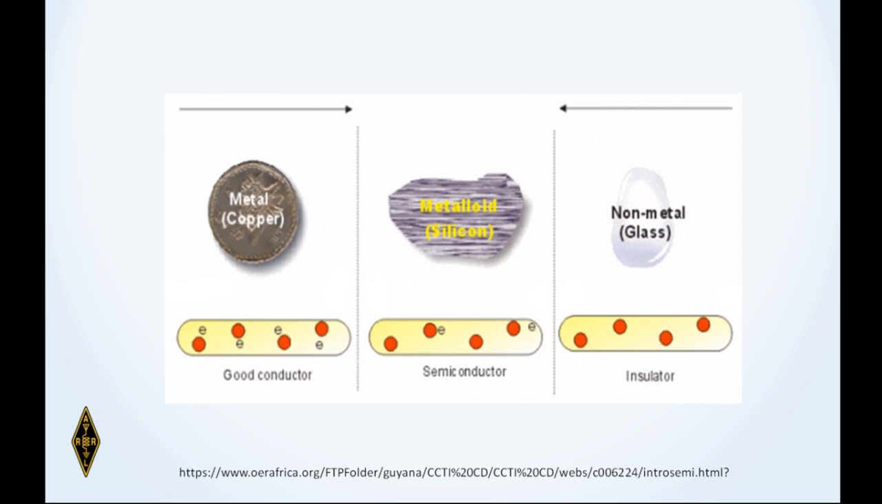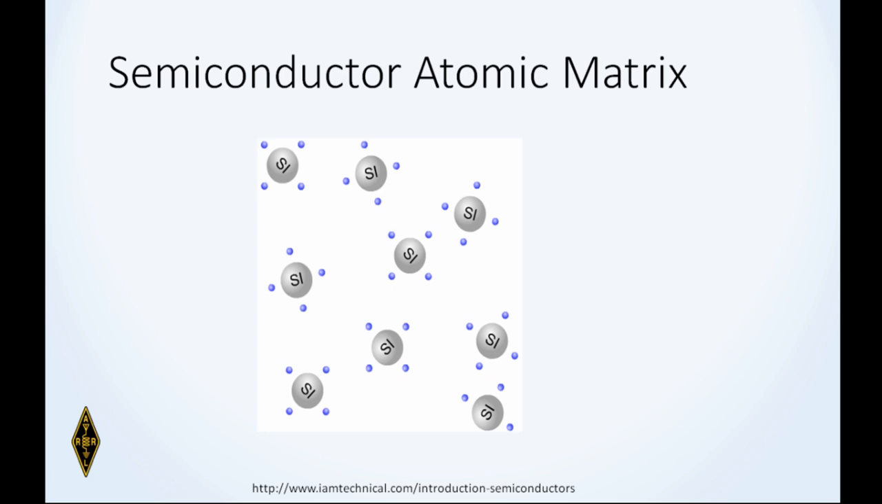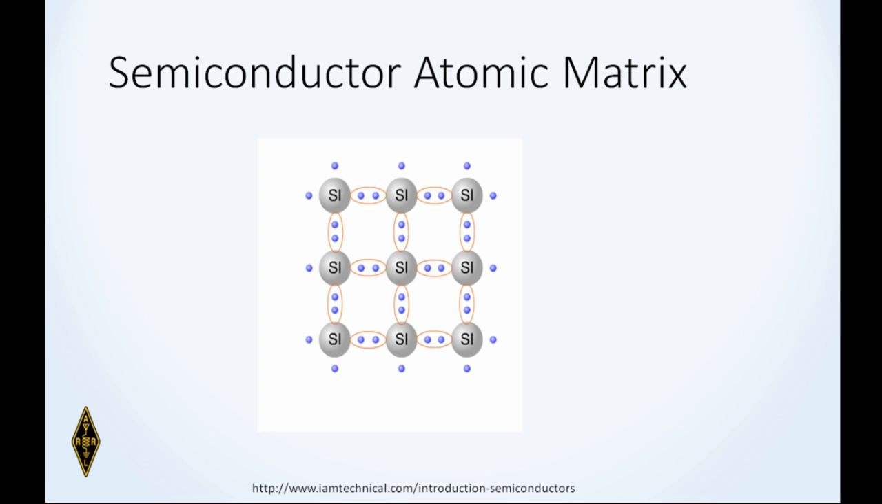So here's a semiconductor atomic matrix. This is silicon. And you notice that as the silicon atoms come together, silicon has four electrons in the valence ring. But as they come together, they start to share. And they share in a matrix, which is the description of a crystal. This is a crystalline matrix. So this is how silicon atoms will come together and be assembled for use in electronic applications.